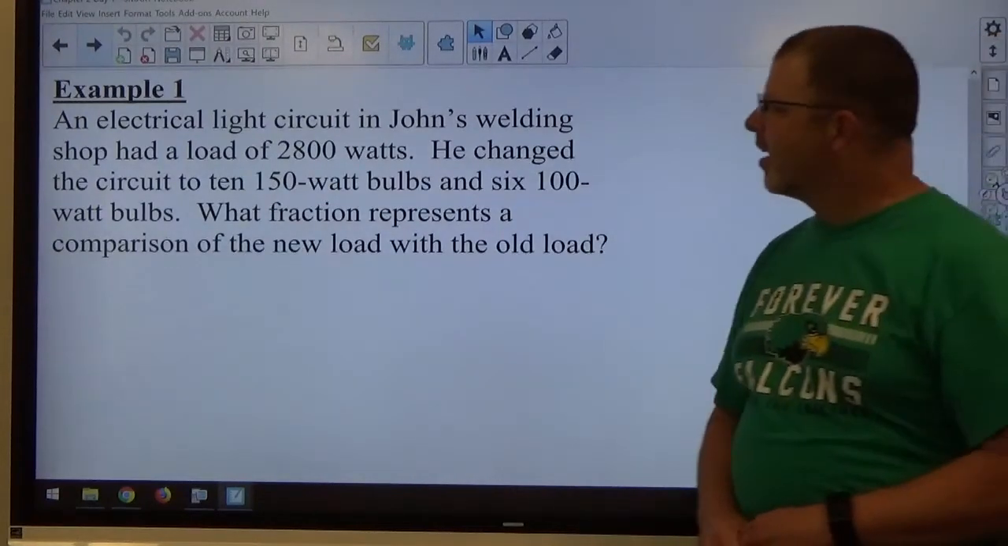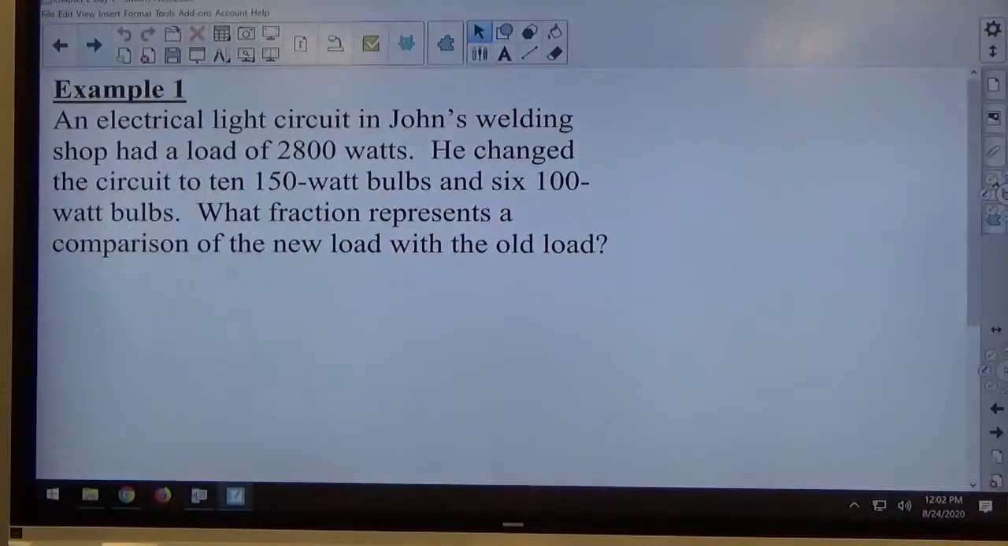Example 1. An electrical light circuit in John's welding shop had a load of 2,800 watts. He changed the circuit to 10 150-watt bulbs and 6 100-watt bulbs. What fraction represents the comparison of the new load with the old load?